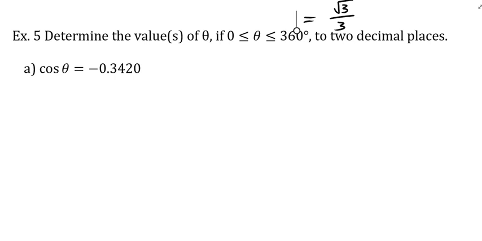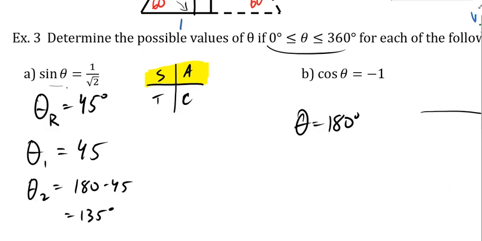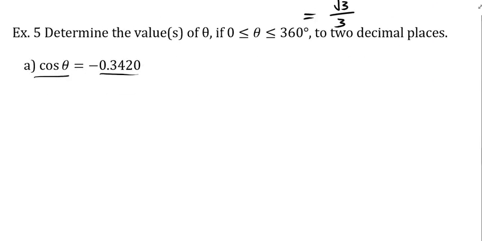So again, I'm looking for theta between 0 and 360 to two decimal places, not exact value, because it doesn't give me a special triangles answer here, but it gives me the same thing. Cos theta equals this. It's the same thing as sine theta equals that. It's just that's a fraction and this is a decimal, but it's not different. So what is this telling me? CAST. Cosine is negative. So where's that? That's these two, where cosine isn't positive.